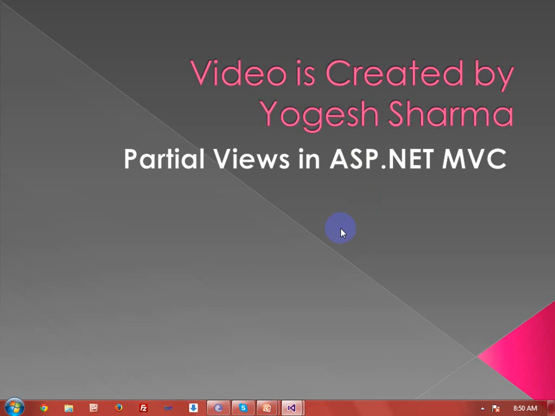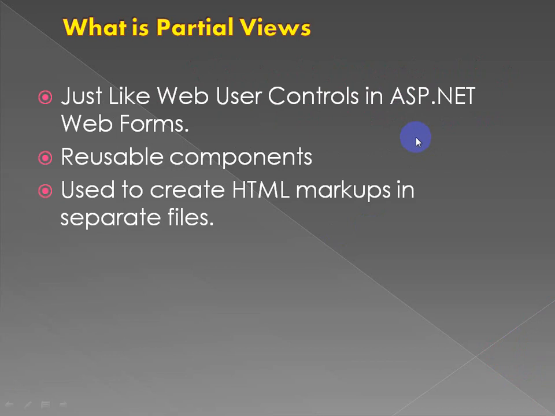We use partial views when some common functionality should be implemented in various views. That common functionality should be described in a partial view. So to create reusable components, and to create HTML markup in a separate file, we use partial views.